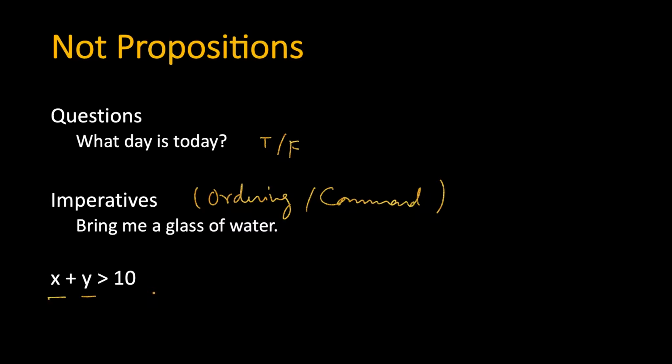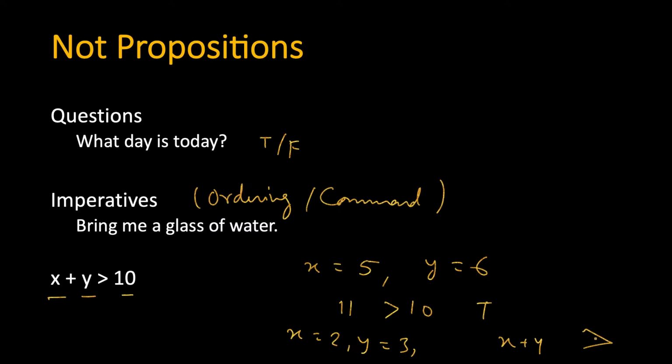Similarly, x plus y is greater than 10. If let's say we have x equal to 5 and y equal to 6, then x plus y will be 11, which is greater than 10. So it's true. But if we have x equal to 2 and y equal to 3, then x plus y is not greater than 10. So it will become false. So depending on the values of individual variables x or y, this sentence can be true or false. So it does not have a definite truth value associated with it. So it's not a proposition.